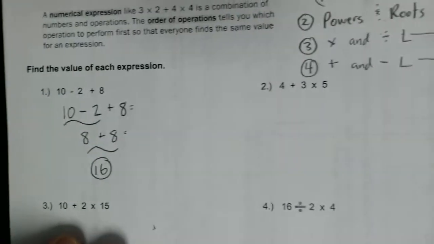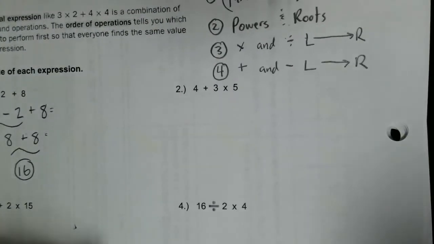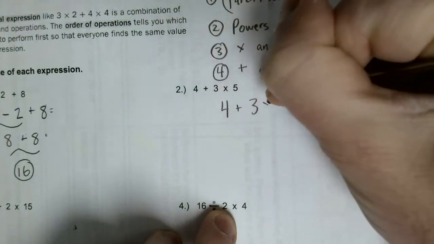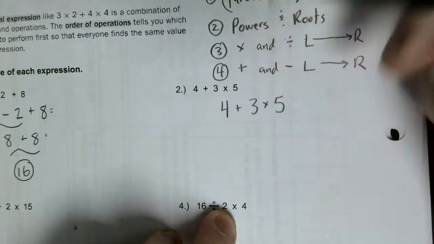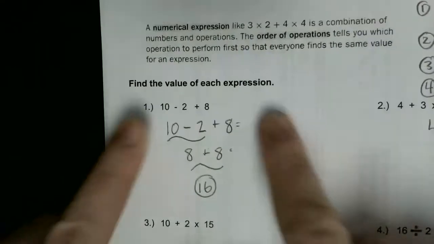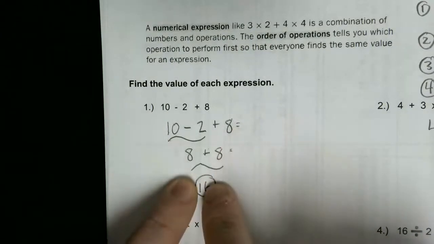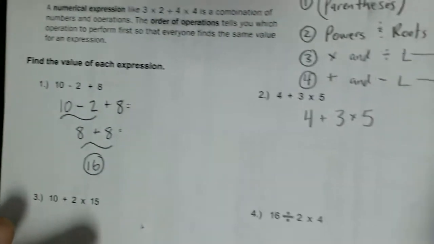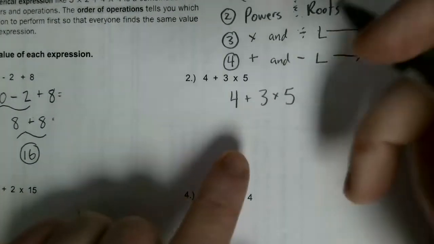All right, let's try number 2. First thing, we're going to write it down. 4 plus 3 times 5. It's always good to write it in your own handwriting because your answer should funnel down, and oftentimes our handwriting is a lot bigger than the print on the packet. So we're going to write it down first.